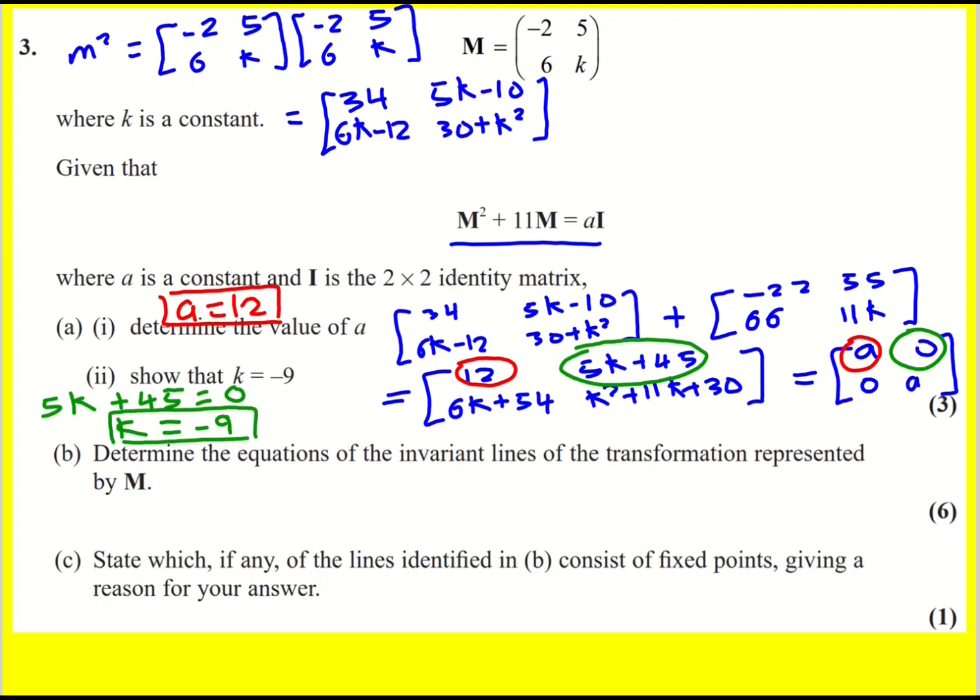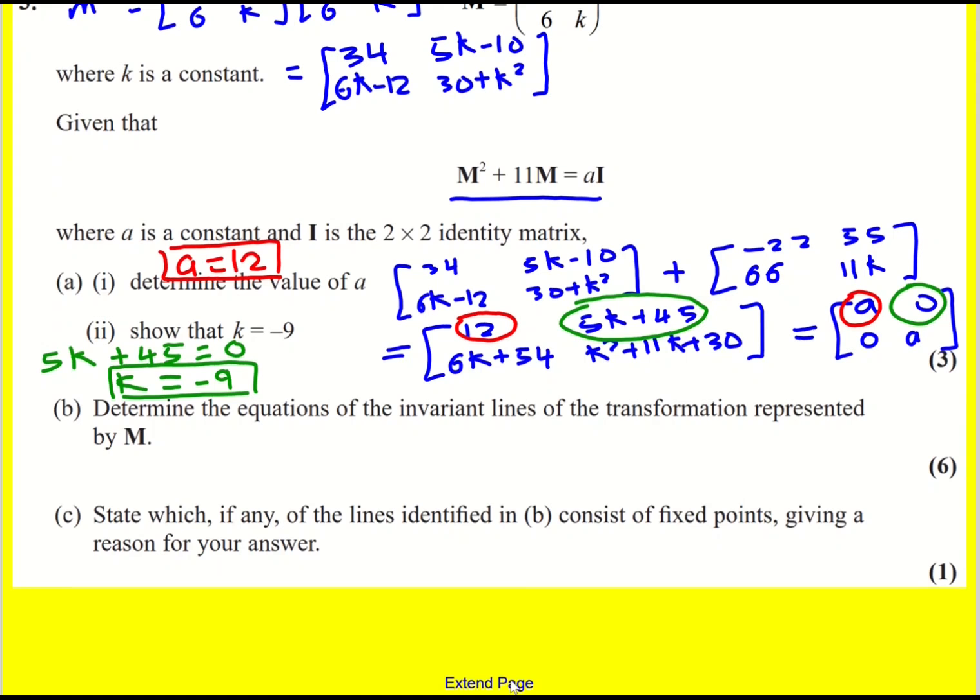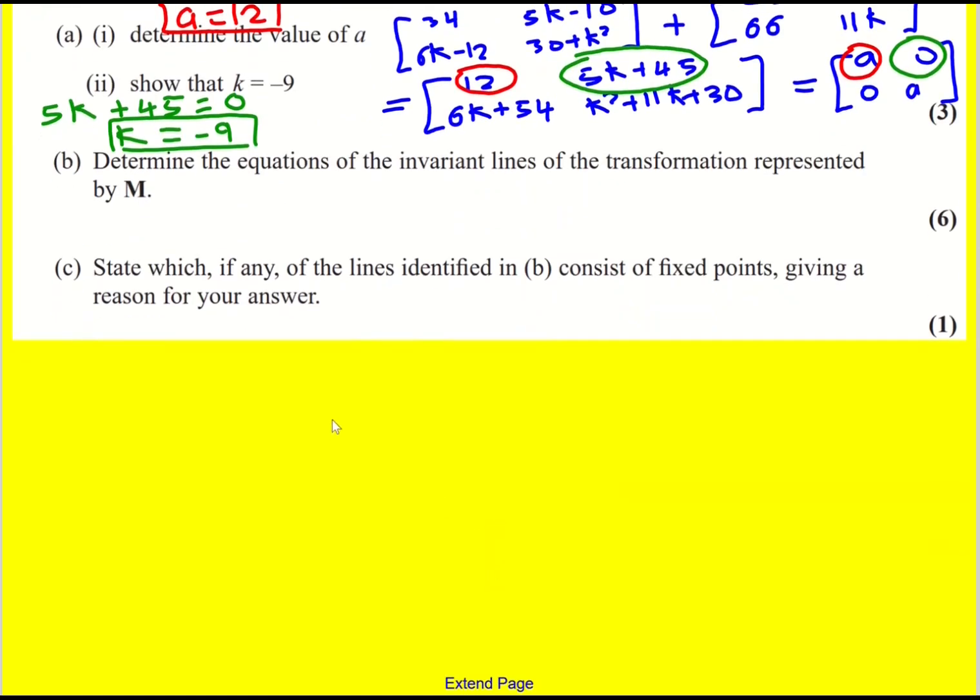And you could just check the rest of them. We could also have used the 6K plus 54 is 0. You get K equals minus 9. And then, I wouldn't solve the quadratic, but you could put minus 9 in and check that you get 12 and it will work. So we're there. Next up, we're asked to determine the equations of the invariant lines for the transformation represented by M. Of course, now I can replace K by minus 9.